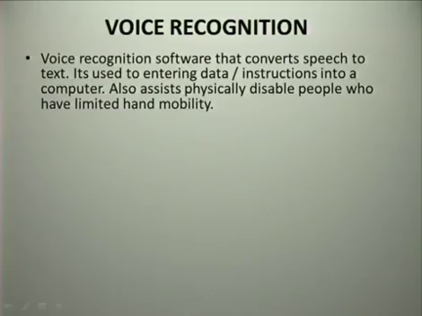Now, moving on to our next topic, which is voice recognition. Voice recognition is basically software that converts speech into text. It uses your voice to enter data as well as instructions into a computer. It also assists physically disabled people who have limited hand mobility.